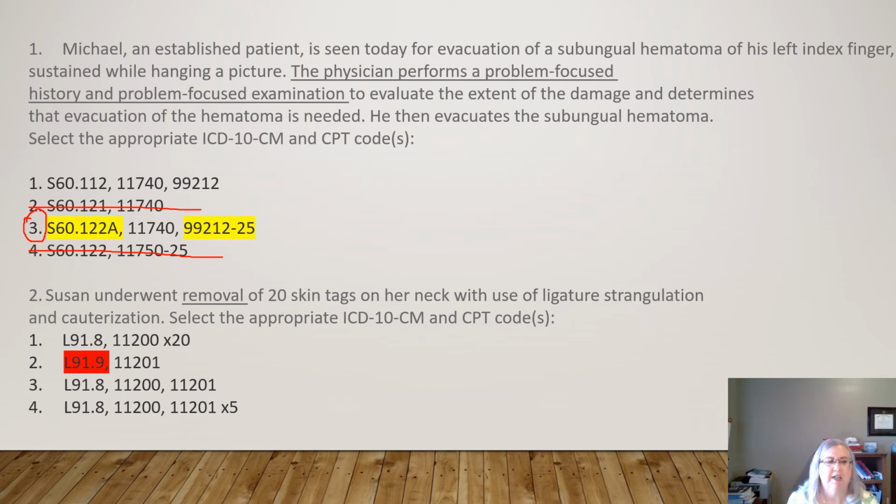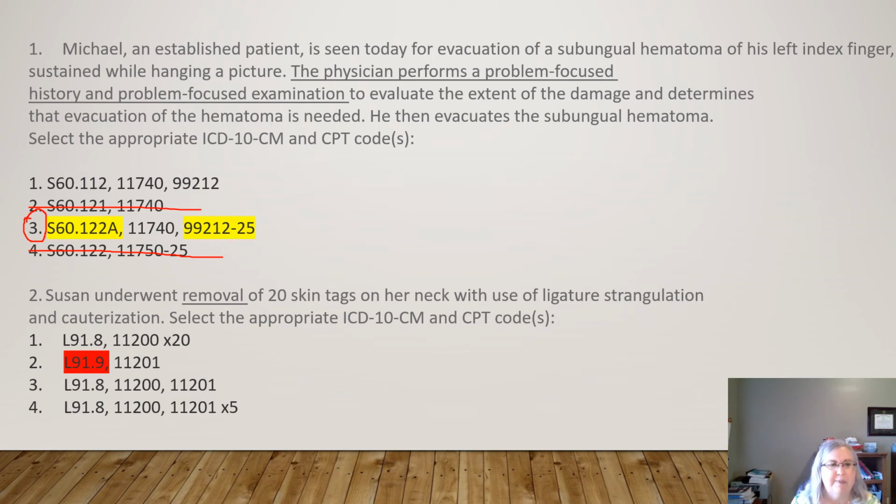So the next one is: Susan underwent removal of 20 skin tags on her neck with the use of ligature strangulation and cauterization. So again, select the appropriate ICD-10 code and CPT code. Now, knowing my book like I do, I know to stay away from things that are not very specific or unspecified. And that is your 9 codes. 9 codes, I try to stay away from them unless I just can't find anything better. So that's why I went ahead and marked that in red.